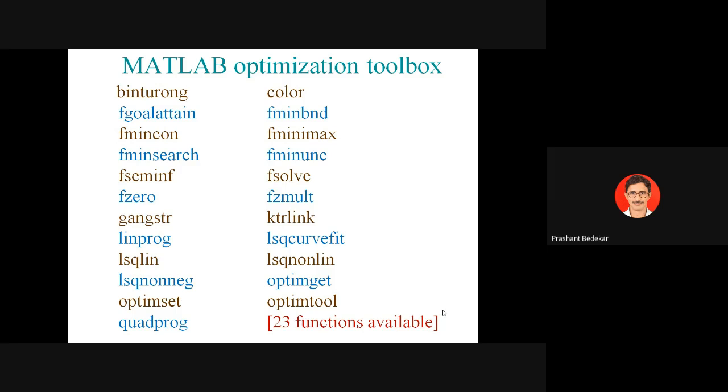We cannot deal with all the tools in one or two sessions. The MATLAB optimization toolbox can be a separate STTP of one week or two weeks maybe. So we will concentrate on two or three categories of problem which we have seen. Yesterday we saw two broad categories, linear and non-linear. In non-linear we saw two categories, unconstrained and constrained. So we will concentrate on these three functions.